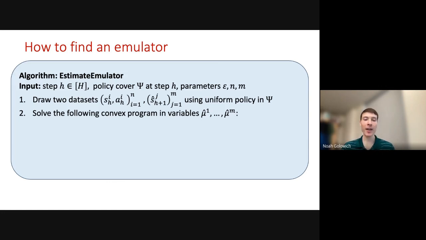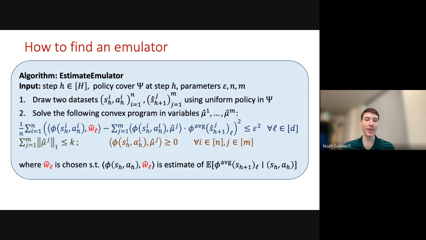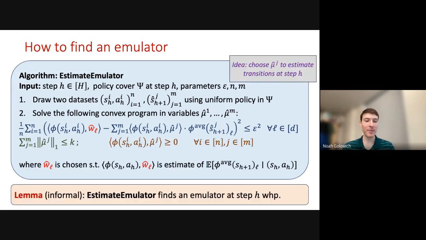In the interest of time, I'm not going to go through the details of this convex program. It's somewhat technical, and it would take a while to explain. But I'll just state that what we can show is that a feasible solution to this convex program, first of all, exists, and it will be an emulator at step h with high probability.